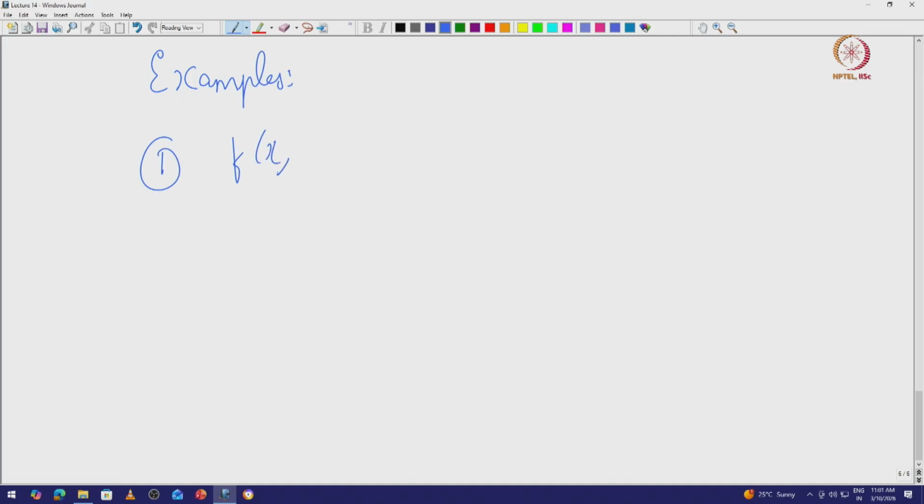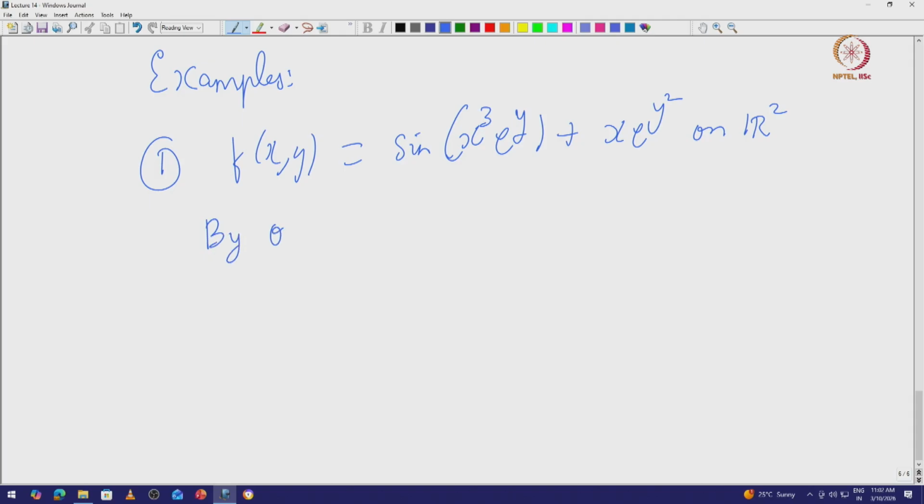So suppose I take f of xy, this is sine of x cube e raised to y plus ... on R2. So f is a function from R2 to R and given by this expression. By one variable calculus, notice partial derivatives, the existence of partial derivatives is simply a one variable calculus question.